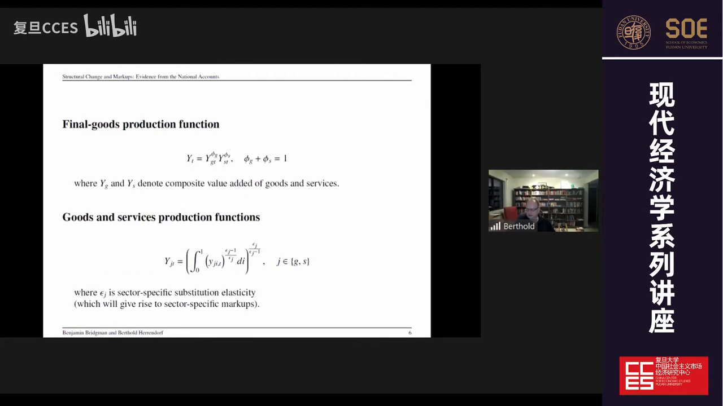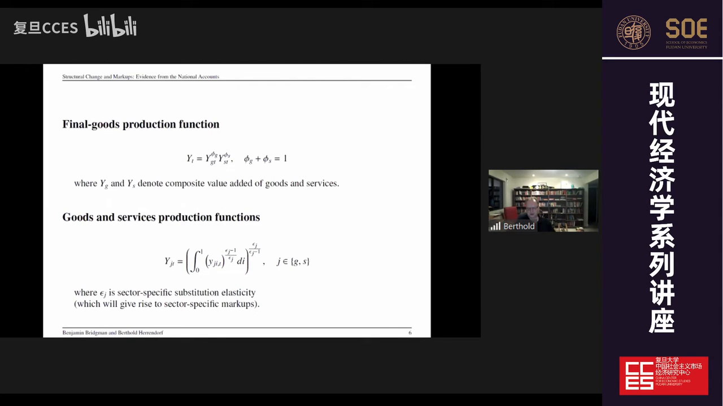Final goods production. Final output or final goods Y, which is going to equal GDP, is a Cobb-Douglas aggregator of value added from the goods and the service sector. And two exponents, phi G and phi S, add up to 1.